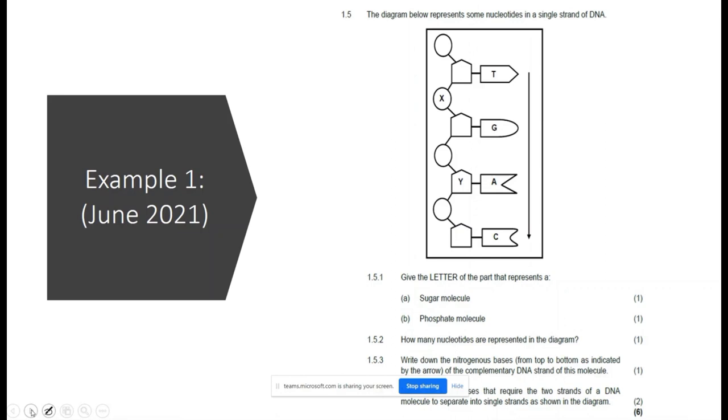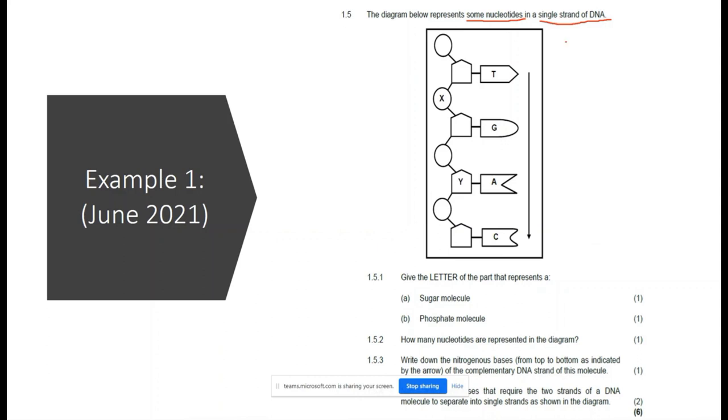Right, here's our very first example. Once again, these are exam-based questions. The diagram represents some nucleotides in a single strand of DNA. So they're not showing me the other strand. And remember what I said, grade 12. You first try and make sense of the diagram.